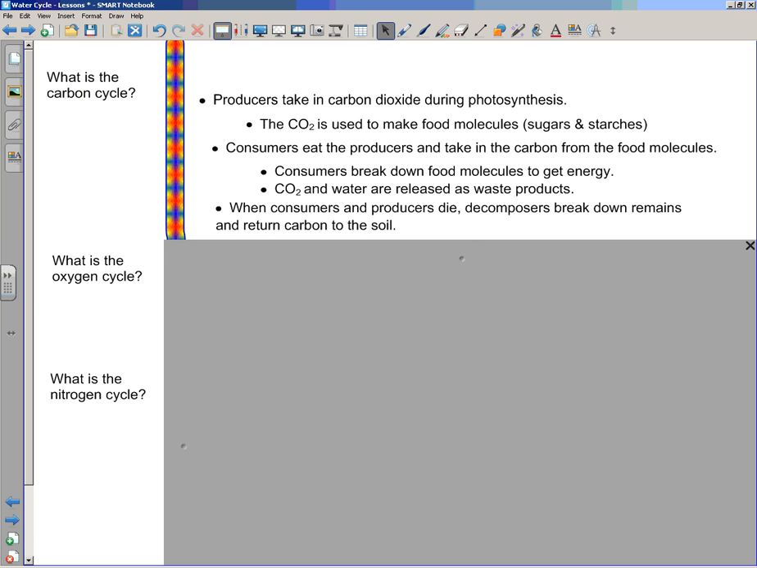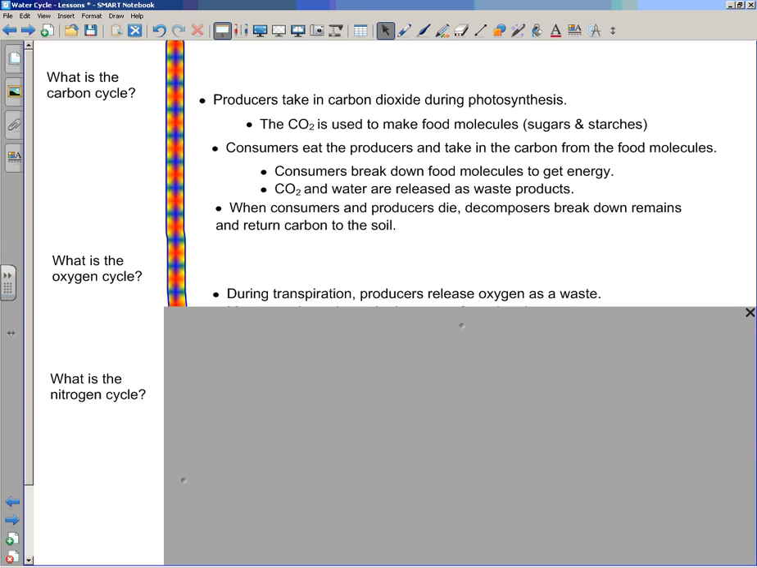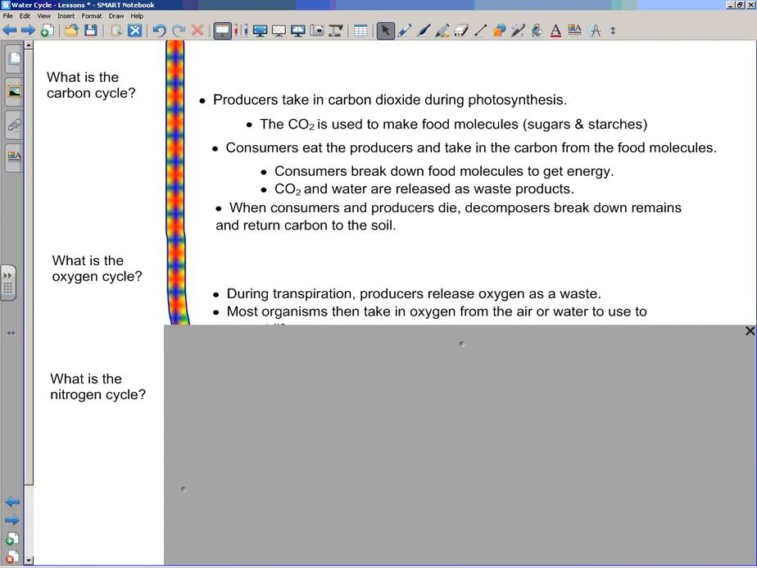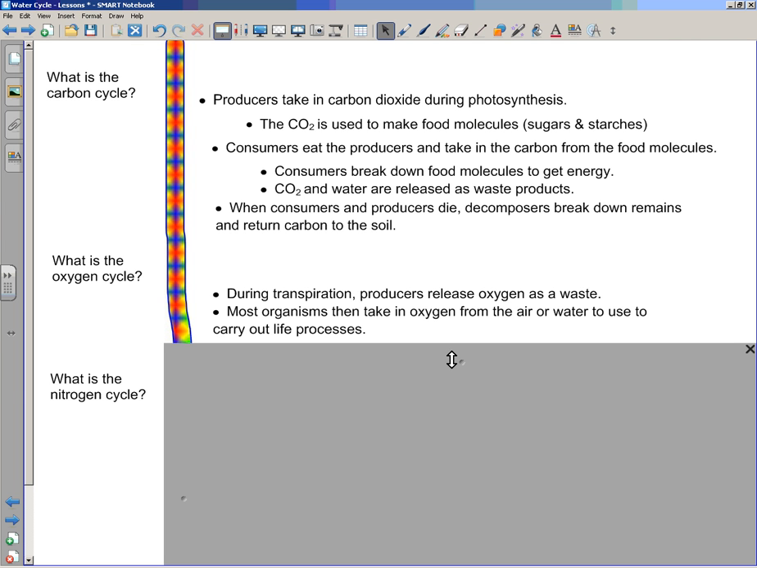Now, what is the oxygen cycle? Okay. During transpiration, producers release oxygen as a waste. Now, transpiration we said was plant sweat. So when they get rid of their waste, one of the producers' waste would be oxygen, as plants release the oxygen that we need. And because most organisms take in oxygen from the air or water, we use that to carry out our life processes. So we need the oxygen that the plants release so we can carry out our life processes.